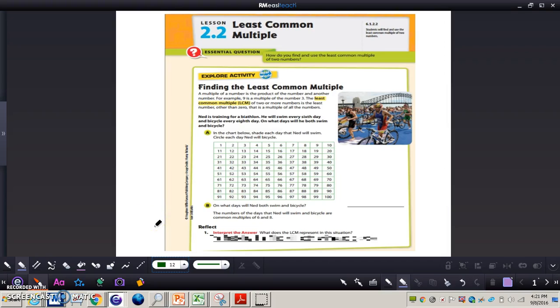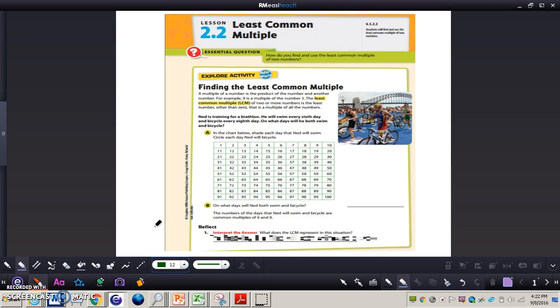In this video, we're going to be taking a look at least common multiple. Now, you'll need to get out your Go Math book and turn to page 37, get out your math journal and a pencil. Now, let's first of all take a look at the essential question, which is how do you find and use the least common multiple of two numbers?